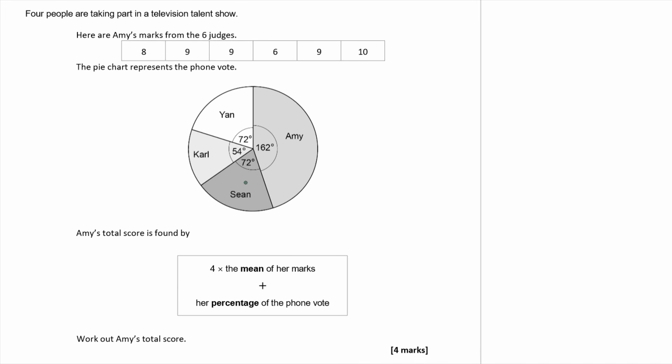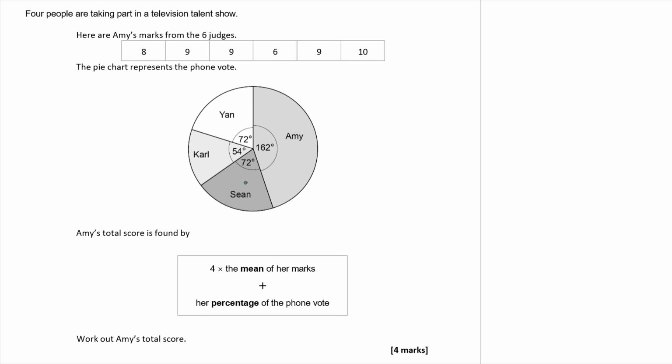4 people take part in a television talent show. Here are Amy's marks from the 6 judges. The pie chart represents the phone vote. Amy's total score is found by 4 times the mean of her marks plus her percentage of the phone vote. Work out Amy's total score.